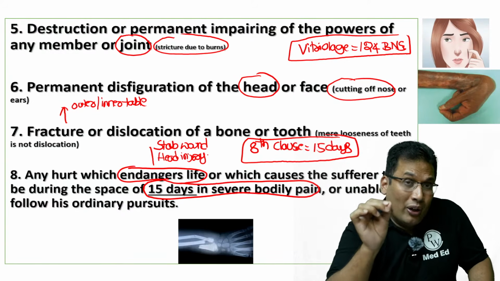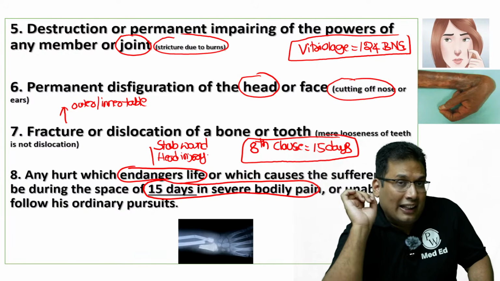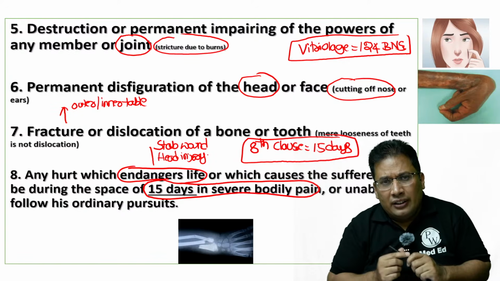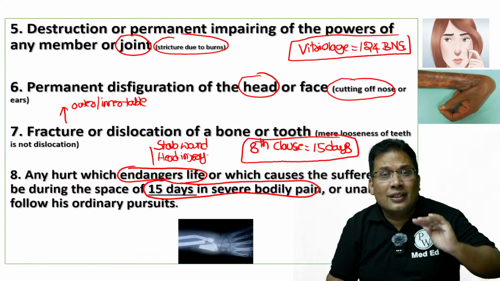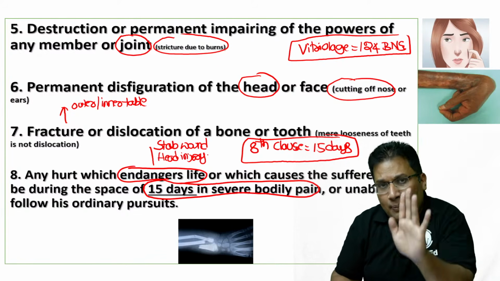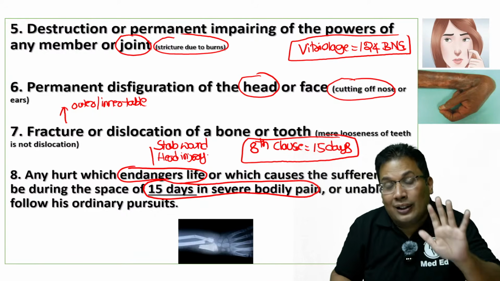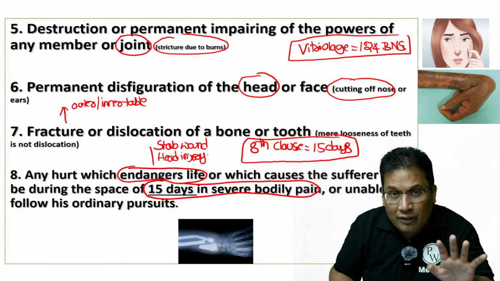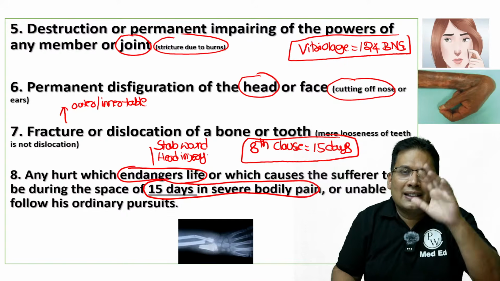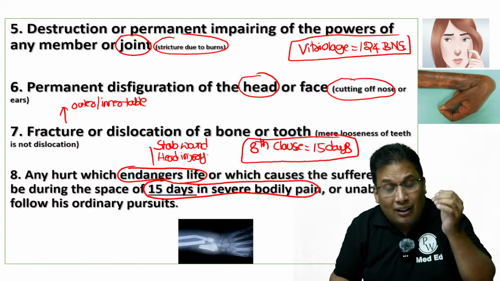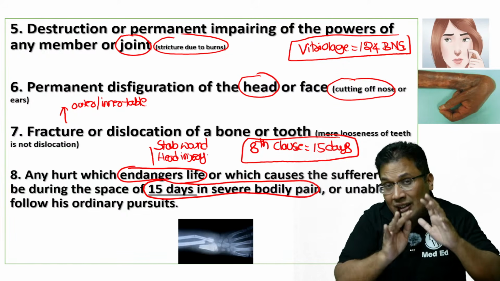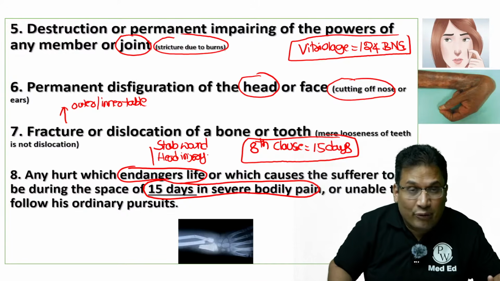Sometimes even a video recording is also done in this particular case. So there are 8 clauses. The 8th clause is a bit difficult one. Just remember: endangers life, severe bodily pain, unable to do ordinary pursuit for about 15 days. Ordinary means day-to-day activities, not the professional work. Applying leave for 15 days is not grievous hurt. For example, a driver applying leave for 15 days and staying in hospital is not grievous hurt. It is not related to any profession.